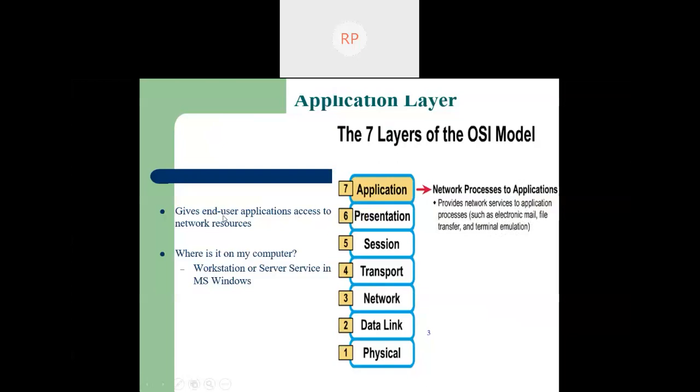So it gives end-user applications access to network resources. Applications run over here, and where it is on the computer, it's nothing but the workstation or server. Services in MS Windows are like that. MS Windows is one of the applications you run in the application layer.